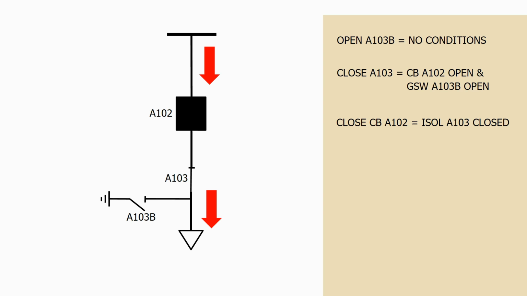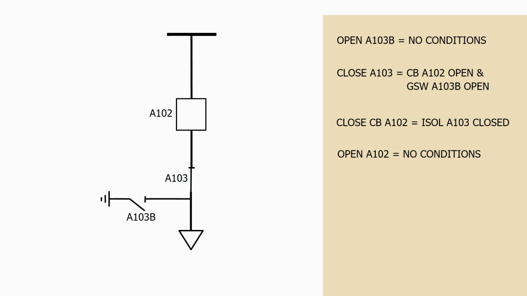Let's now reverse the sequence and see what we need to do to open the circuit breaker. As we've said previously, the circuit breaker is used to break the fault current, so therefore, we don't want any preconditions for opening it. The circuit breaker has now opened, switching off the load current.